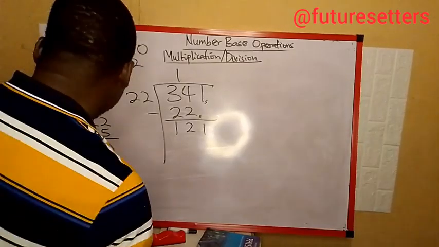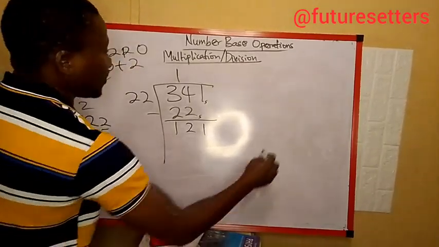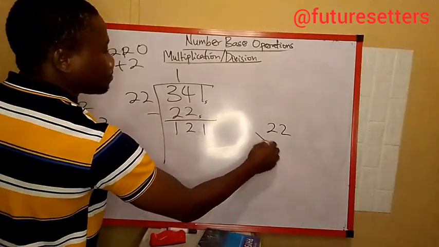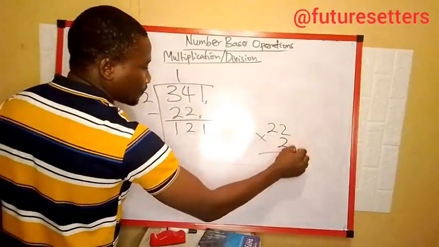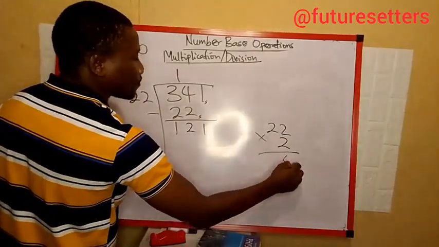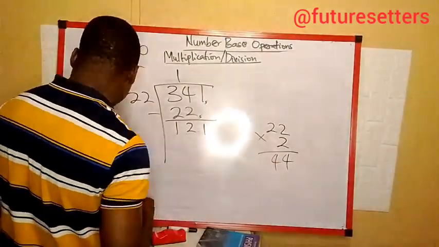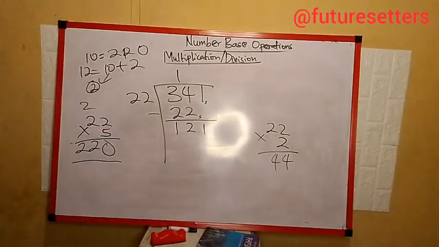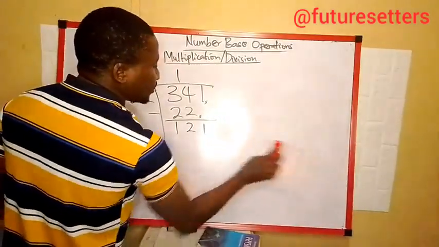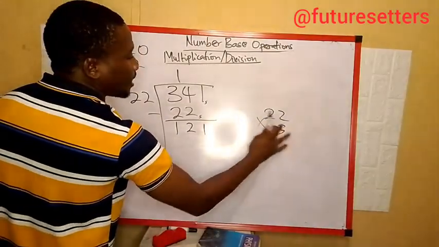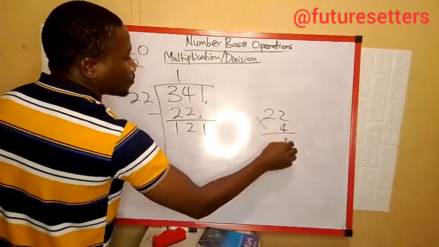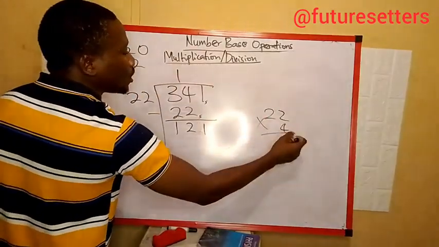So this automatically means that we should try multiplying it by 2. It's base 5, so this will give us 44. It doesn't give us what we want. Okay, let's try and multiply it by 4. Let's check 4. 4 times 2, 8.